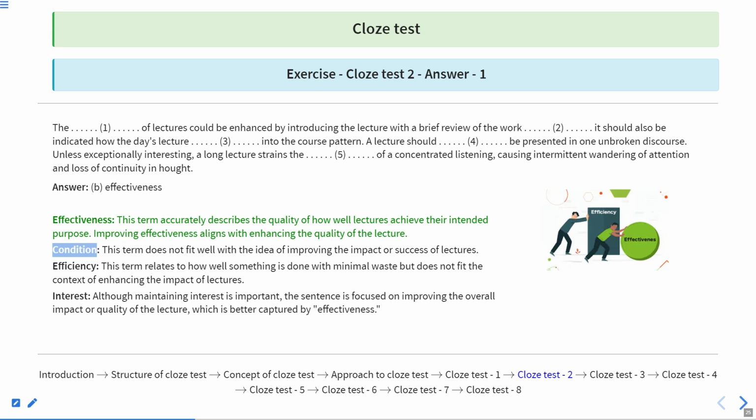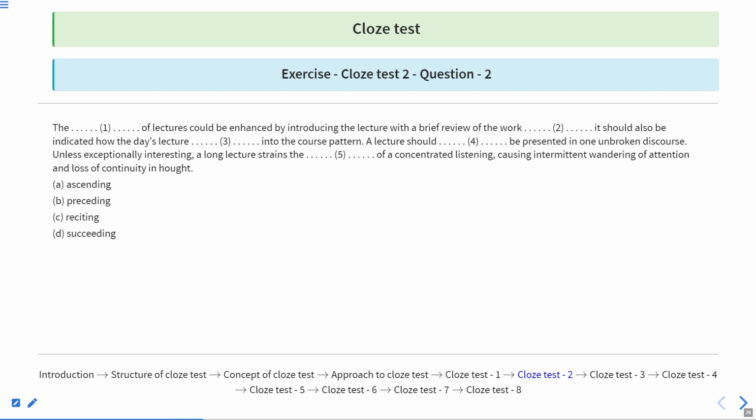It cannot be efficiency, because efficiency relates to how well something is done with minimal waste. Here we are not talking about waste, therefore it does not fit the overall context of the impact of lectures. Impact of lectures is better conveyed with the word effectiveness. Similarly, it cannot be interest, because although maintaining the interest is important, this particular sentence is focused on improving the overall impact or quality of lecture, which is better captured by effectiveness.